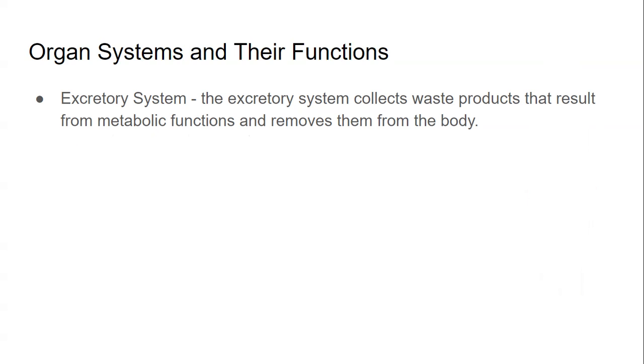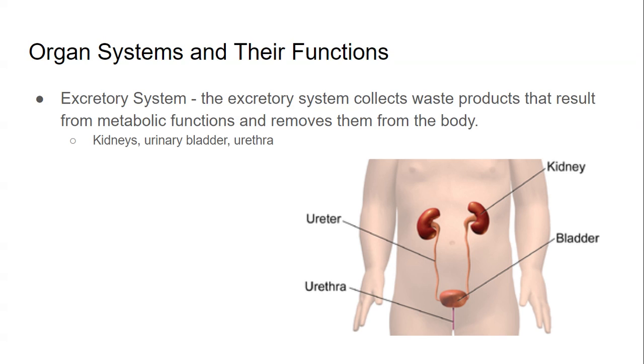We then have the excretory system. So this one collects waste products that result from metabolic functions and removes them from the body. So when I say metabolic functions, that's really talking about things like cellular respiration and other enzymatic activity that's going on within your body. So the organs that are a part of this are things like your kidneys, urinary bladder, urethra. So this is how you are actually being able to remove these waste products. Your kidneys are filtering the blood and removing those products, and then it builds up in your bladder until eventually it leaves the body through the urethra.